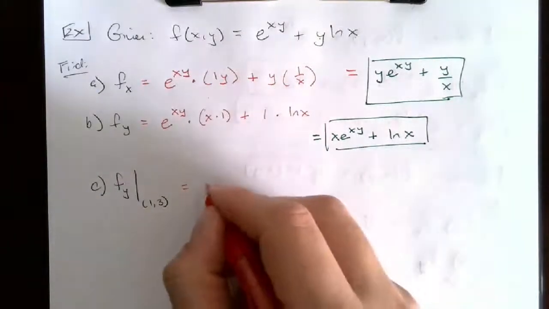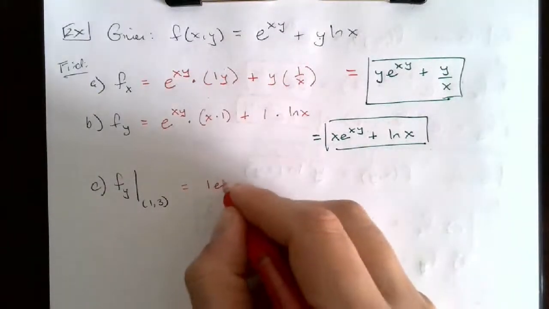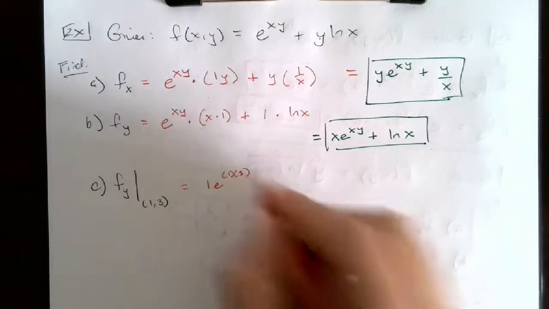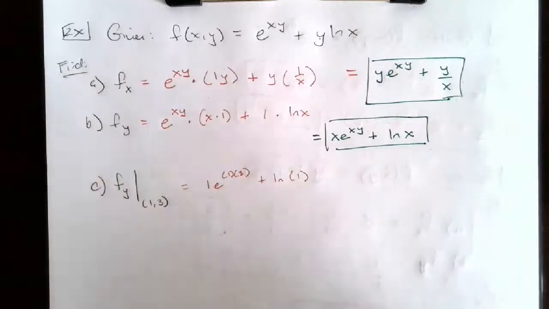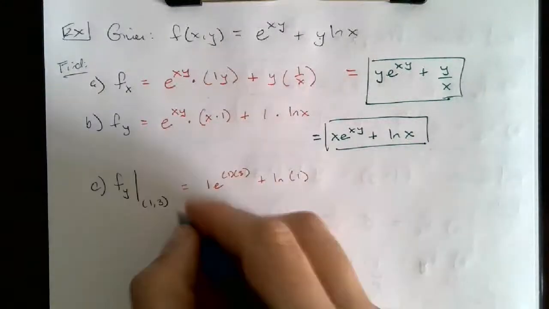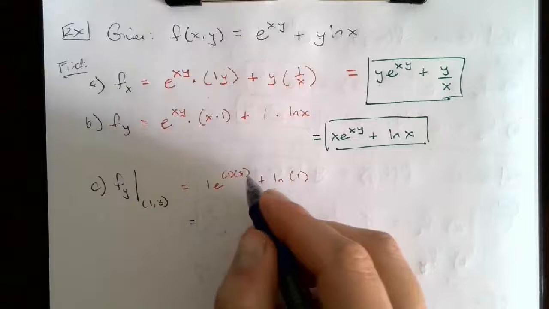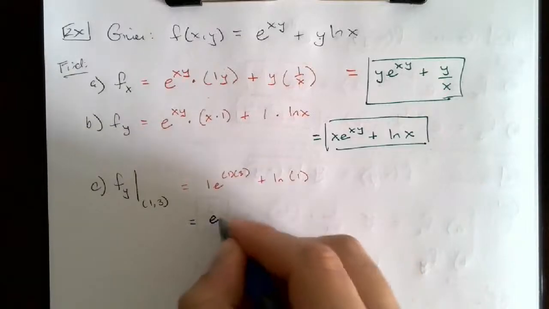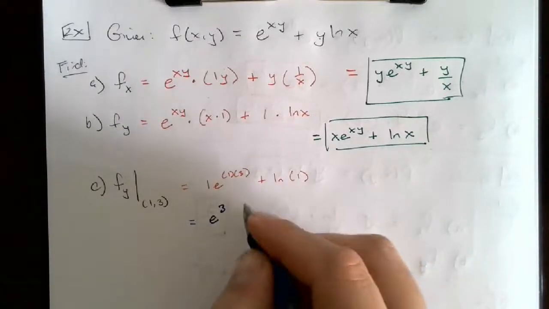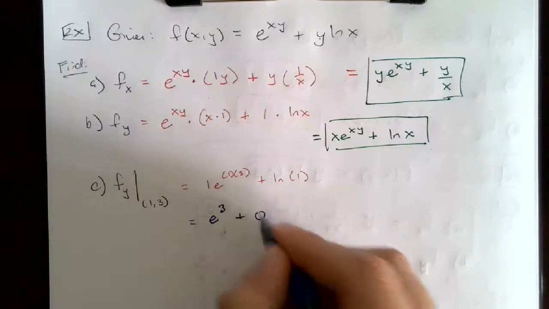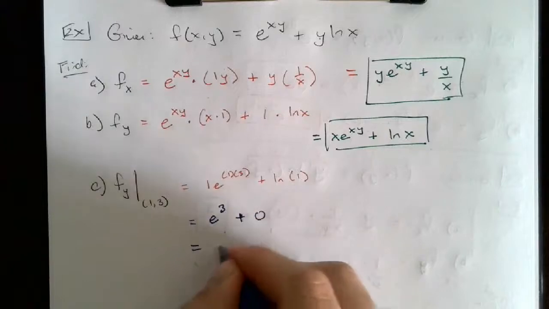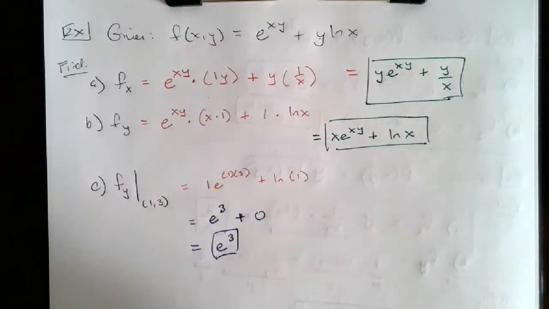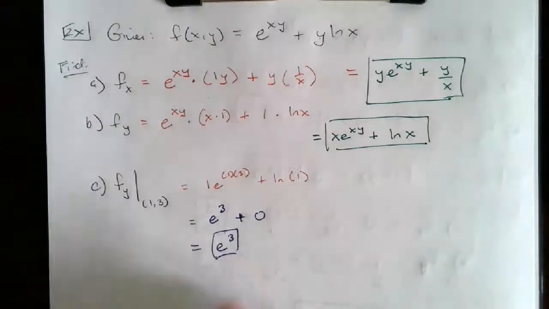So x is 1, so we'd have 1 times e to the xy, so it would be 1 times e to the 1 times 3 power, plus the natural log of 1. And making sure you know what you get here. 1 times e to the 1 times 3 power is just e to the third power, plus natural log of 1. Well, what's that? Well, that's plus 0. So this would equal e to the third power. And that would be the exact answer. You should leave it like that.